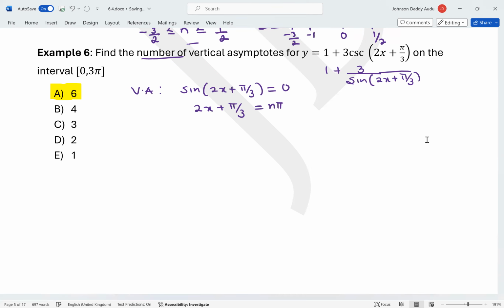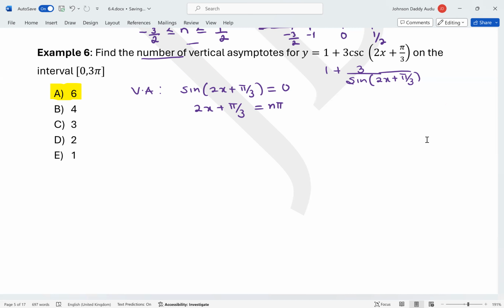So if here we happen to be sec, then you need to use the zeros of cos. And what is the zeros of cos? If cos x is equal to 0, x has to be pi over 2 plus n pi, right? So let's continue here. But since we are dealing with cosec, we are still using sine, the zeros of sine.